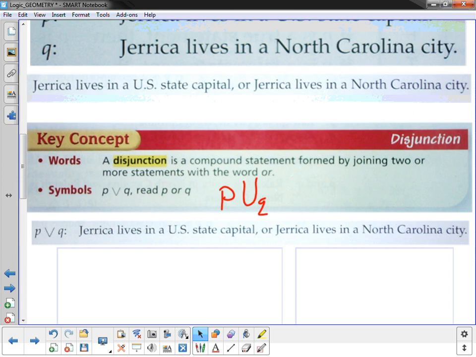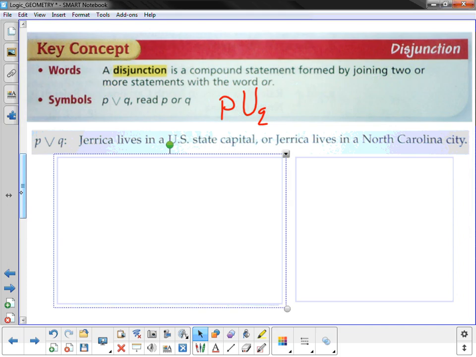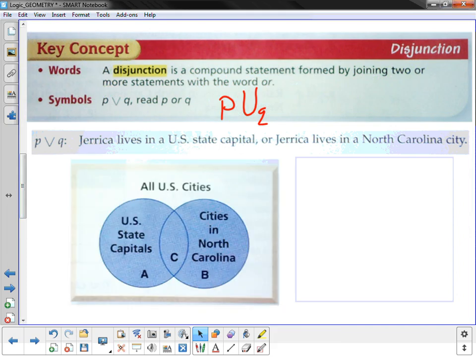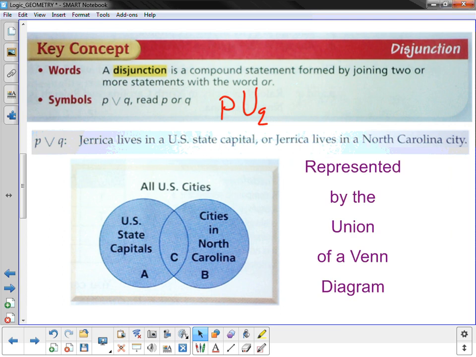Now, like I said, since conjunctions we can do with Venn diagrams, we can also do Venn diagrams for ors, or disjunctions, and I have a graph that looks like this. Again, I have the U.S. state capitals, cities in North Carolina, and that overlap region. So I've got A, B, and C, the three regions. For this to be a true statement, I need the union. Instead of just the overlap as my answer, anything in either circle is the answer. So what does that mean?